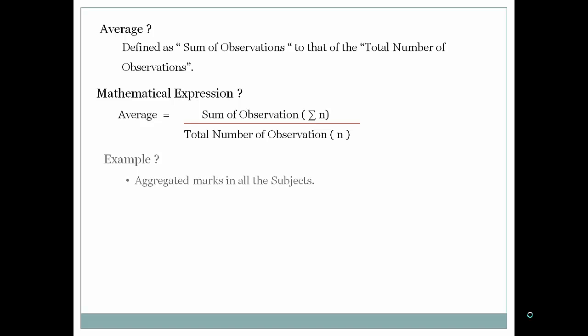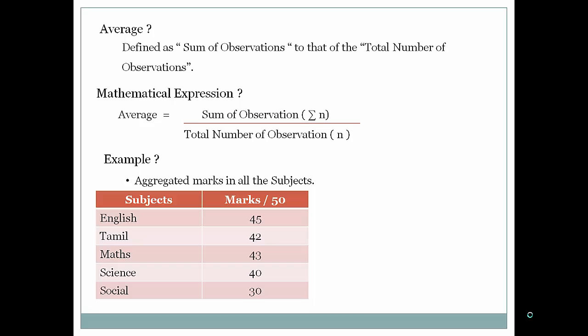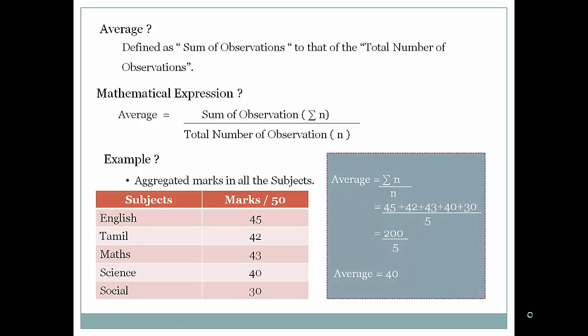Consider the example of aggregated marks in a few subjects. Let the subjects be English, Tamil, Maths, Science and Social, and the marks obtained in each subject out of 50 are 45, 42, 43, 40 and 30. Now we are going to calculate the average using this mathematical expression. Sum of observations divided by total number of observations will yield you the average 40.